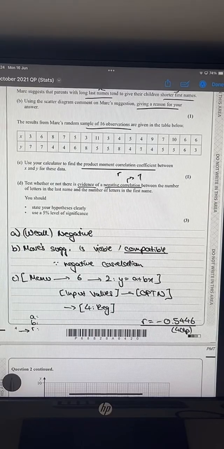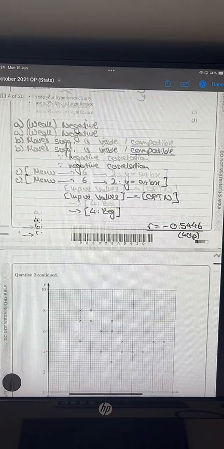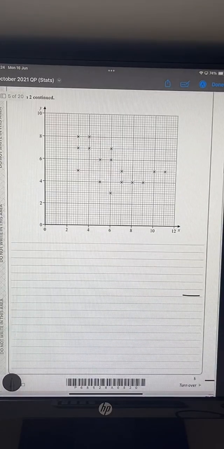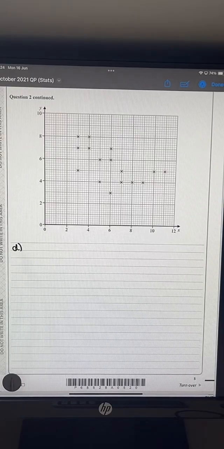So this is telling me it's a one-tailed test between the number of letters in the last name, which is X, and the number of letters in the first name, which is Y. You should state your hypothesis clearly and use a 5% level of significance. So I'm going to state my hypothesis first. Rub that out. So part D.